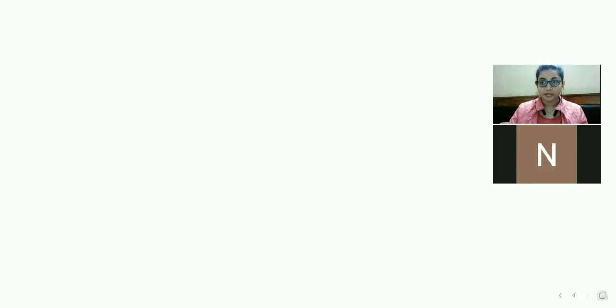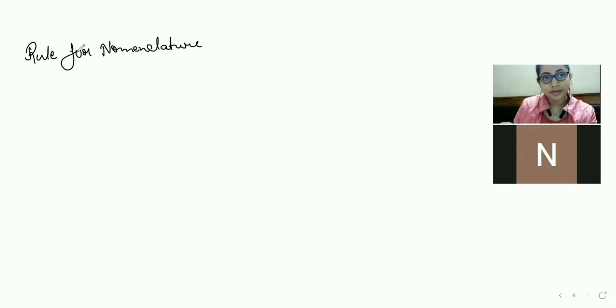Done? Okay. So the rules for nomenclature, and how we name the elements. The first recommendation is that you should give the name of the particular element with the first letter written over there. If it is hydrogen, we will write H. The first letter of the element name is written in uppercase.